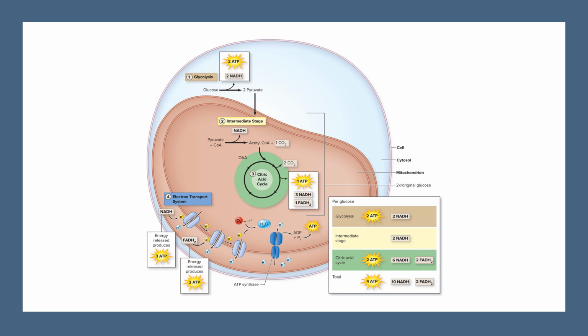So the total production of ATP: in glycolysis, there's 2 ATP; in the citric acid cycle, 2 ATP from 2 turns; in the oxidative phosphorylation, there's 30 ATP, with a total of about 34 ATP per glucose molecule.